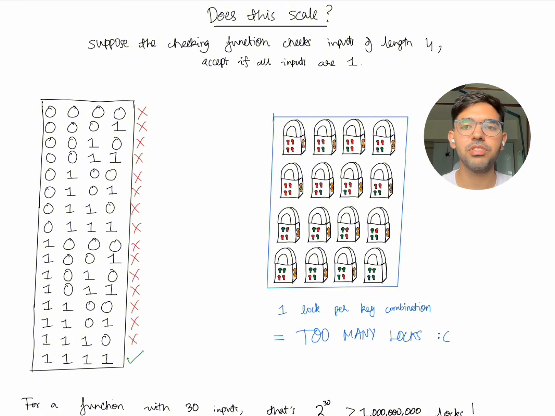So notice that this solution requires one lock to be sent over per key combination, and that's too many Glocks. For example, consider a function that takes in 30 inputs, which is quite realistic. That would equal 2 raised to 30 Glocks, which is more than a billion Glocks to be sent over.